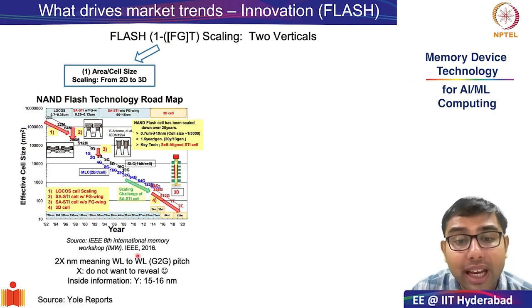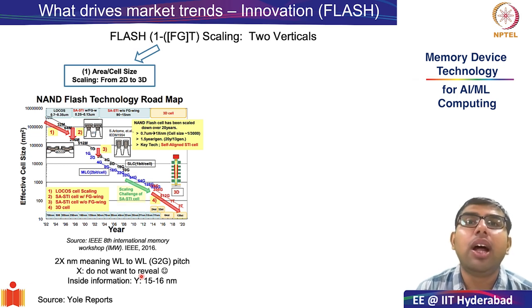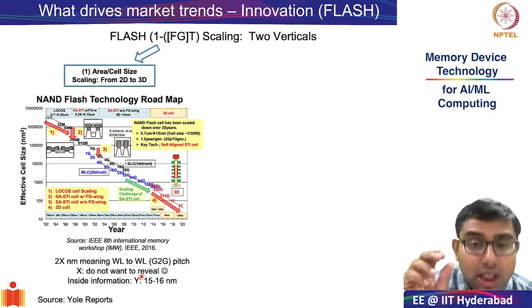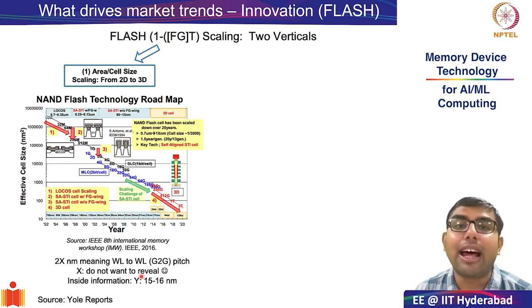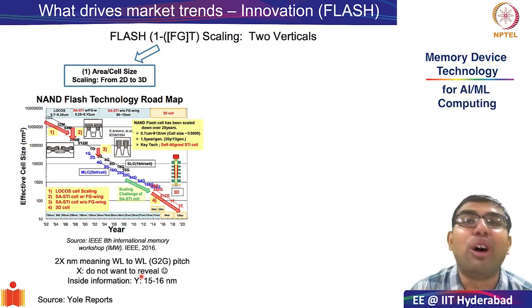And now we have been able to scale the NAND flash to almost 15 to 16 nanometers of gate to gate pitch. So the gate to gate pitch for current day NAND flash is roughly 15 to 16 nanometers. But this is only half of the story.